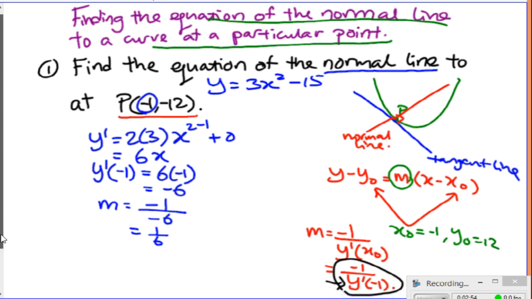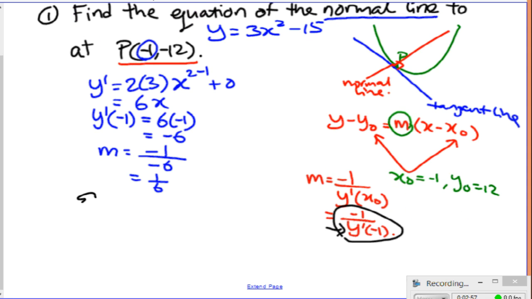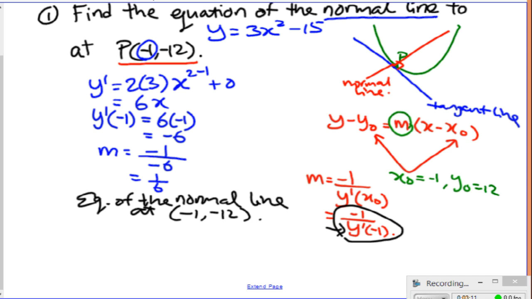So now my equation of the normal line at P, which is (-1, -12), is simply going to be written as this: y minus -12. As usual, when you are dealing with a negative, it's best to use a bracket for clarity. And then 1/6 times x minus -1. Again, you can see that I use a bracket for the negative value.